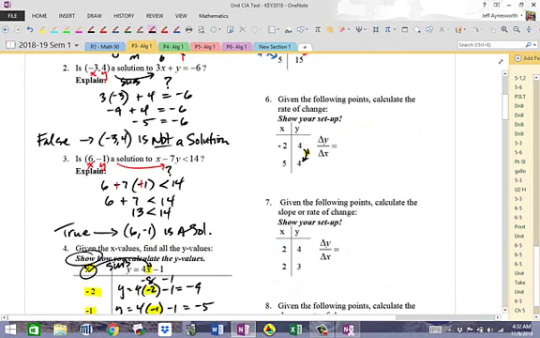On number 6, there's no change in y. The change in y is 0. Here, there's a change: 5 minus -2 is 7, so it's a change of 7. That's delta x. You add -2 to 7, you get 5. So what you do is you take 0 divided by 7, you get 0. All right, 0 divided by 7 is 0.